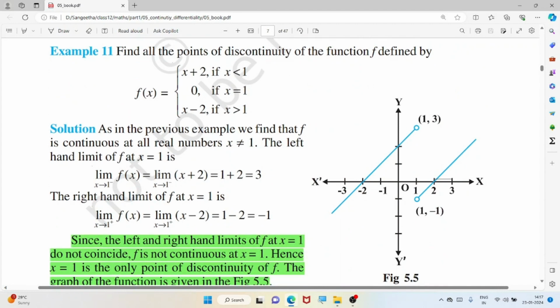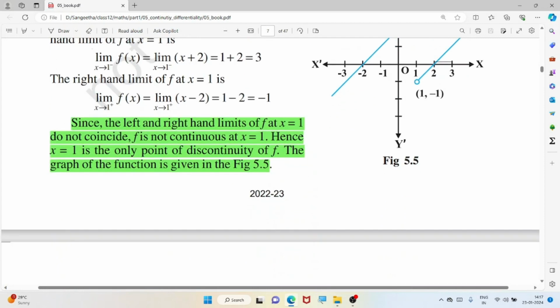So it is defined at all the points x plus 2 x. We have to find using this LHS RHS limit at x equal. This will be 3 and this will be minus 1. So they are not matching. Since left and right limits at x equal do not coincide, it is not continuous at x equal to that point. X is the only point of discontinuity.